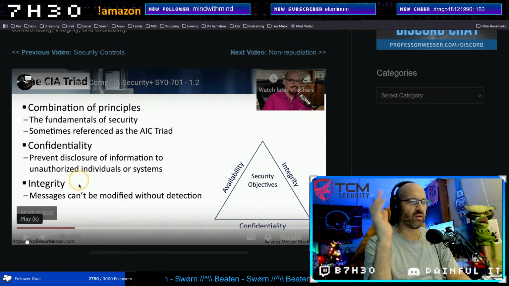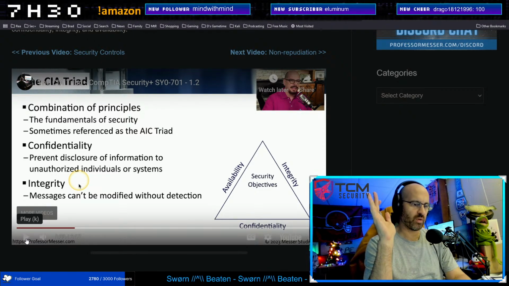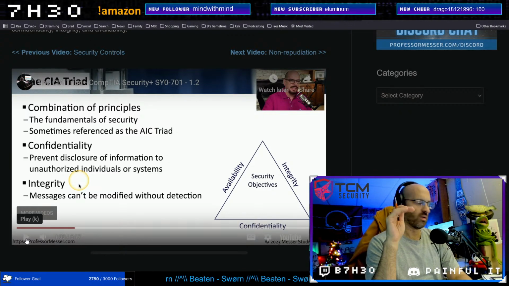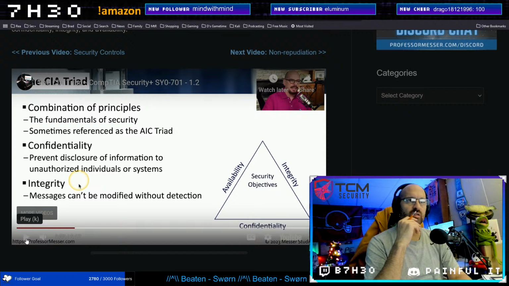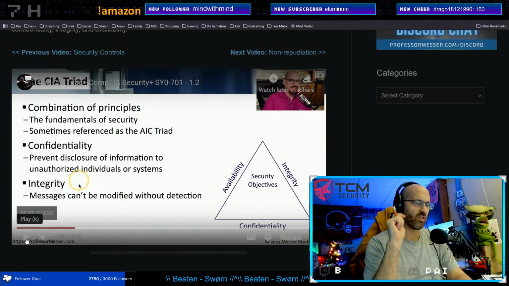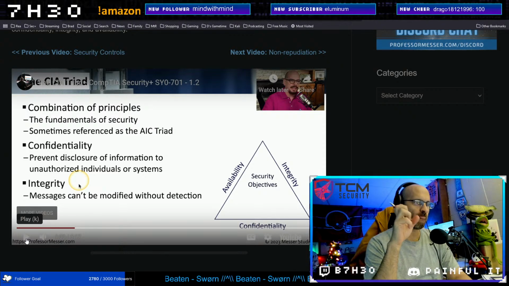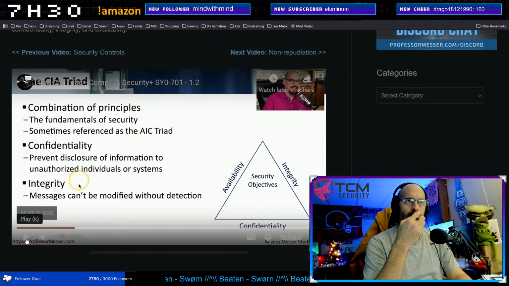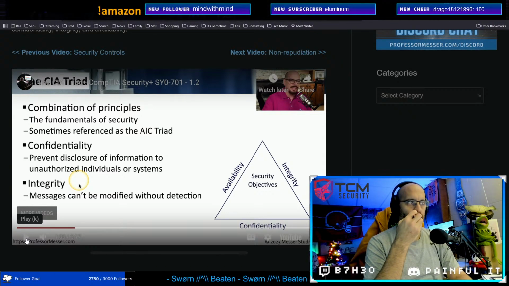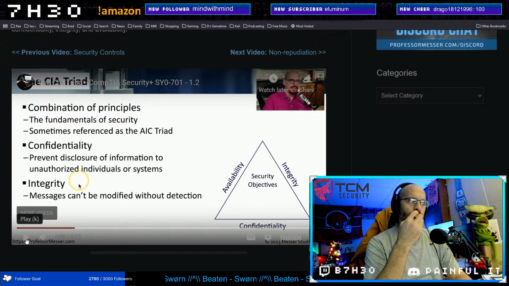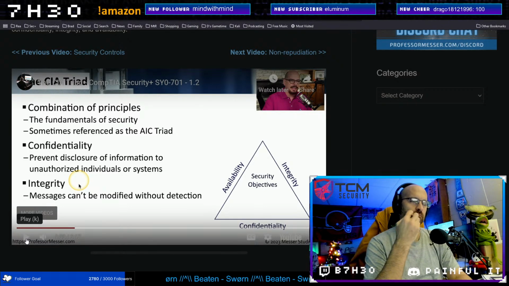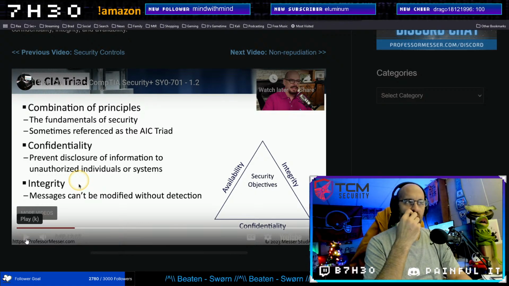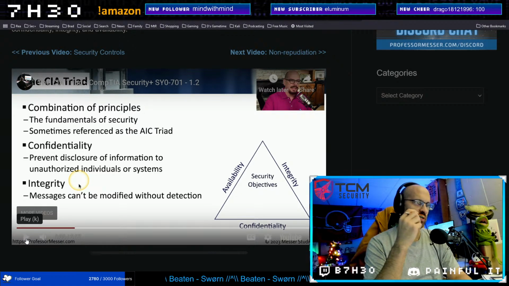Integrity. When I hear integrity, I think of someone doing the right thing even though no one's looking. Messages can't be modified without detection.